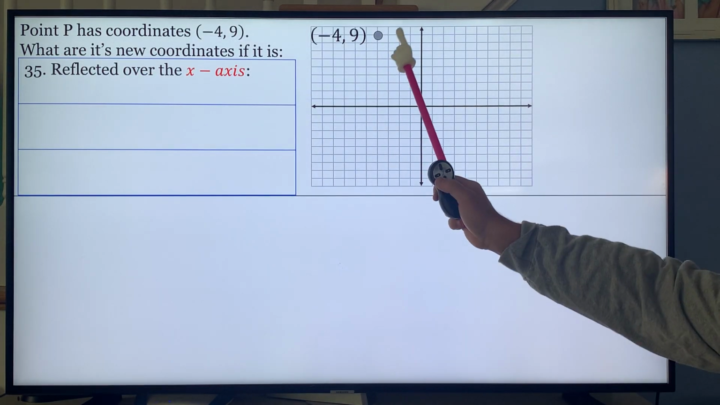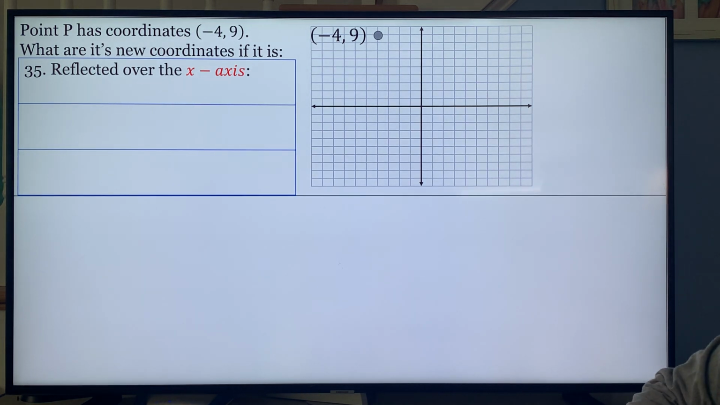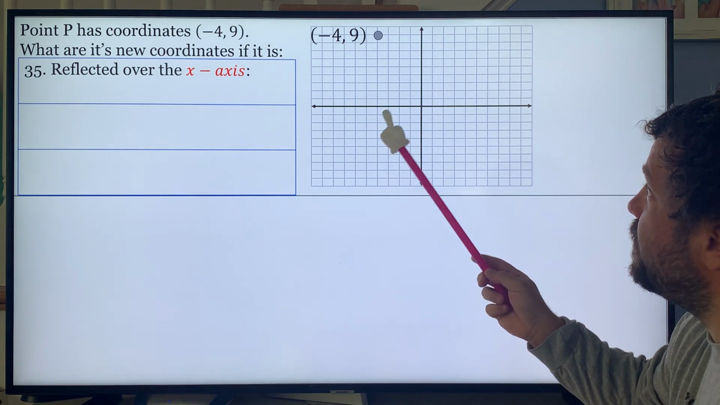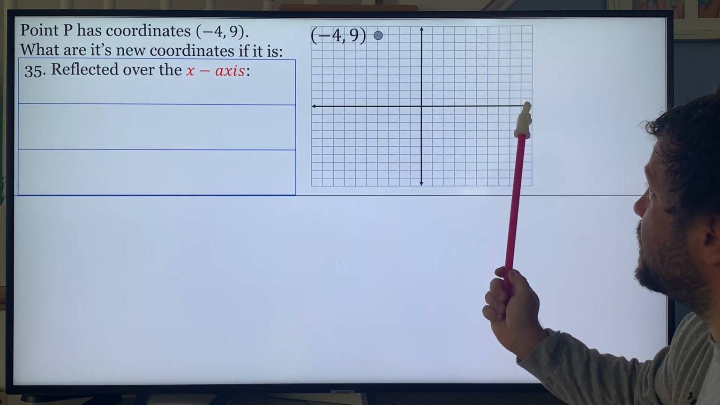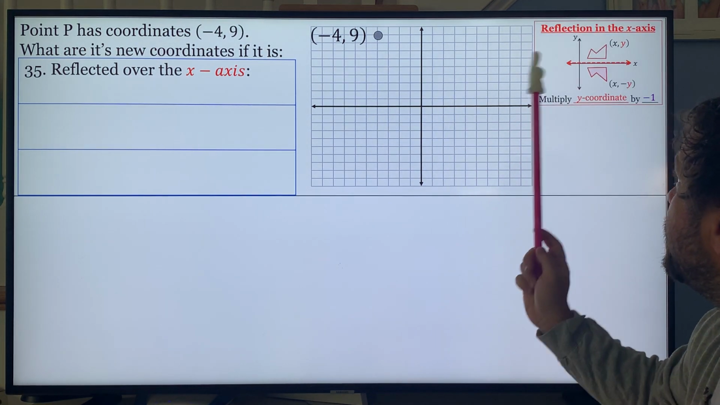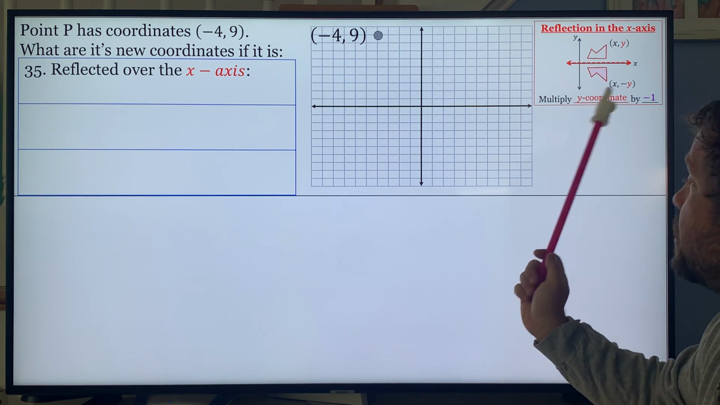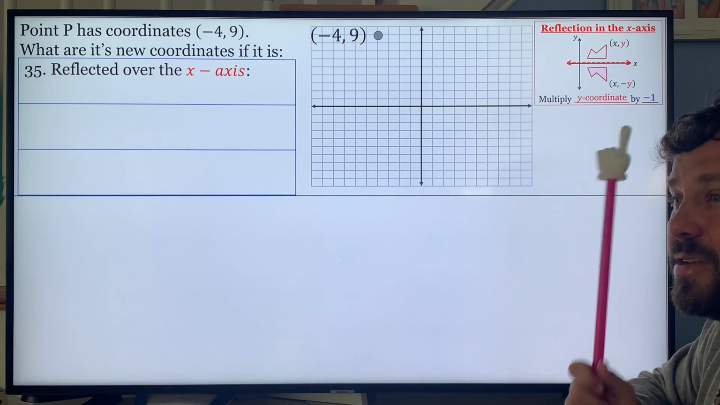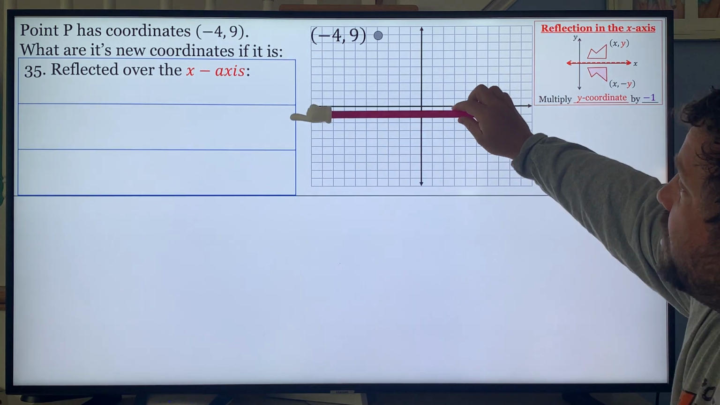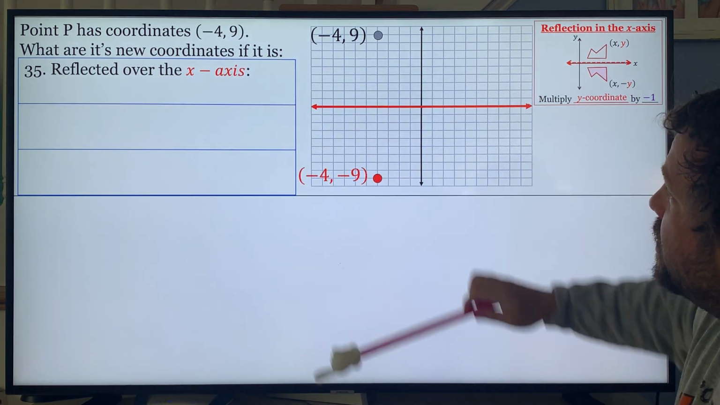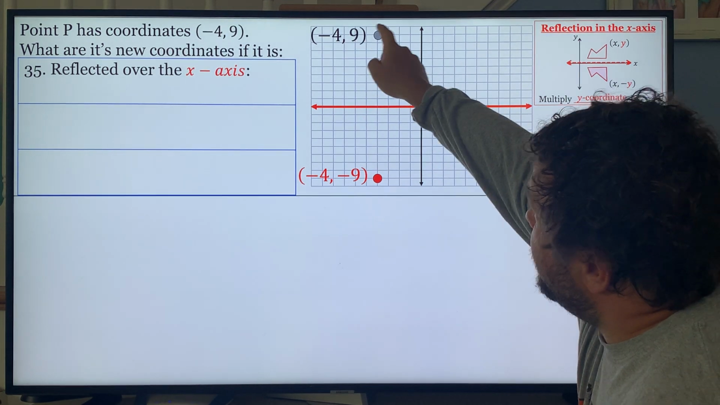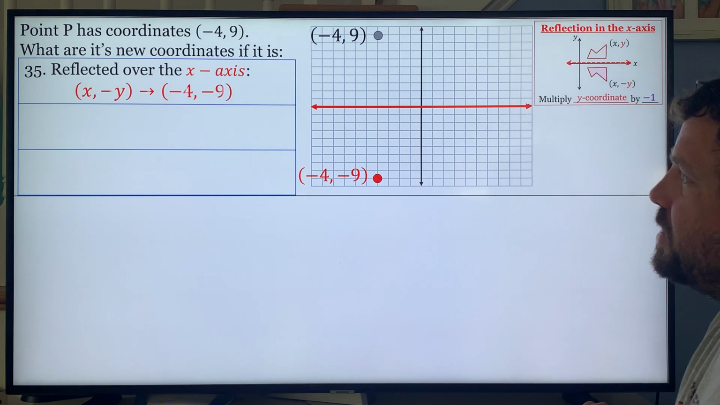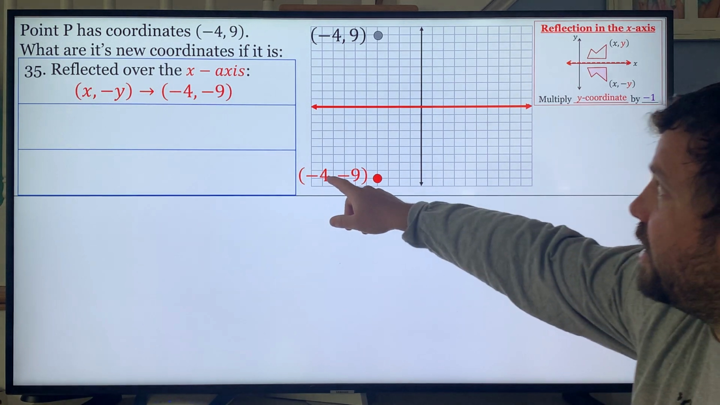If this point right here is reflected over the x-axis, what is its new point? I always like to put a little chart down just to help myself. Now, I'm reflecting it over the x-axis. When you reflect something over the x-axis, you're going to multiply the y-coordinate by -1. In case you forget how to do that, I really don't like memorizing formulas. I go, okay, I'm going to reflect it over here. So when I do that, I'm going to stay at -4, but instead of being 9 units up, I'm 9 units down. So my answer becomes -4 still.